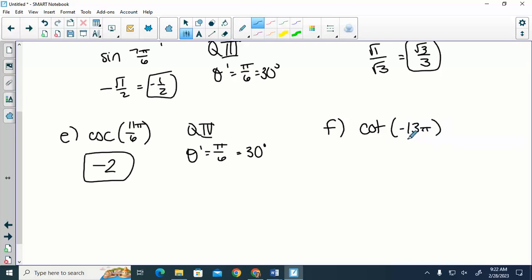Okay, so again, it's a negative, so we're just going to add 2 pi until we get a positive. Okay, so if you add 2, you get negative 11, negative 9, negative 7, negative 5, negative 3, negative 1, positive 1. So this is cotangent of pi. Okay, that's not really in a quadrant, so we can't necessarily do the quadrant and reference angle per se. If we think about our unit circle, that's right here. This is the point negative 1, 0. Cotangent is x over 0, which is undefined.